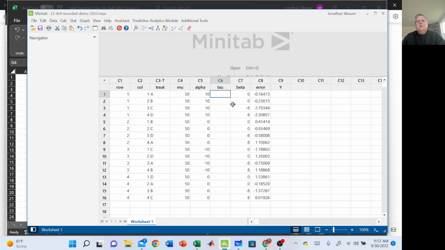I'm going to make it smaller than 0 and negative 8, so that it'll be clear that had we not blocked by those 2 blocking factors, we would have lost the effect of the treatment. It would have been lost in the noise. So let me just try 2 for A. So I'm going to put a 2 everywhere I have an A.